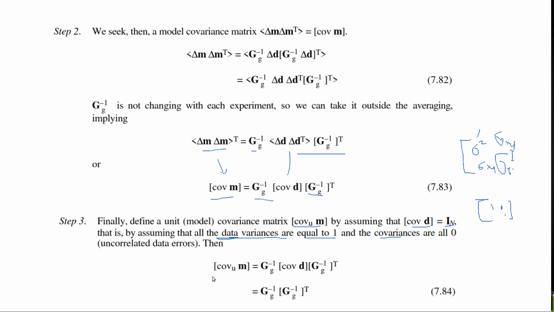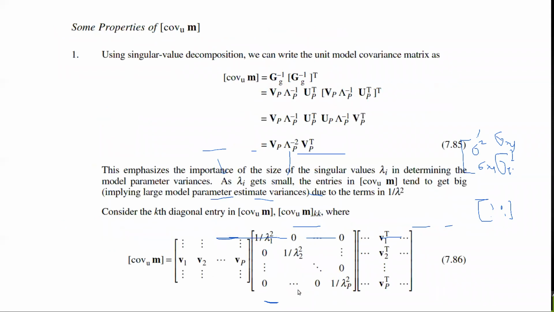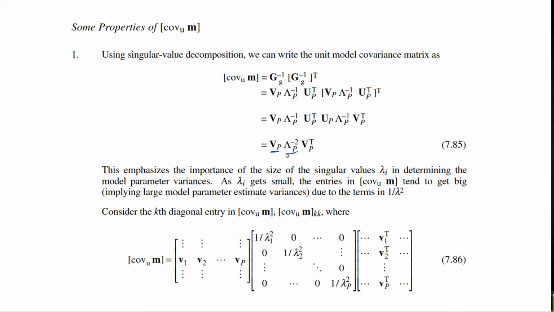And then in this case, the unit model covariance matrix is given by G inverse and G inverse transpose. This comes from decomposing G using SVD. This is why SVD is nice, because it gives you all these analyses. It's simply the model space Vp, related to the model space, then the singular values.